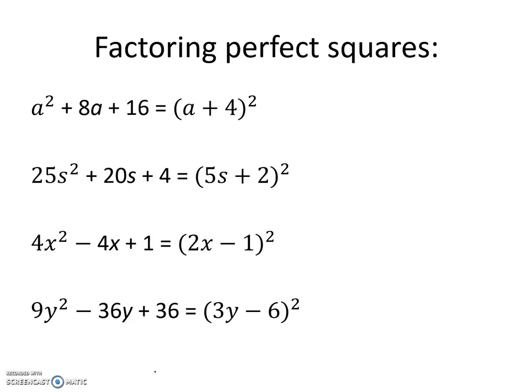Again, if we stop and look at that one, the square root of 9 is 3, and the square root of y squared is y, so we end up with that 3y. And of course, the square root of 36 is 6. So 9y squared minus 36y plus 36 factors into the quantity 3y minus 6 squared.